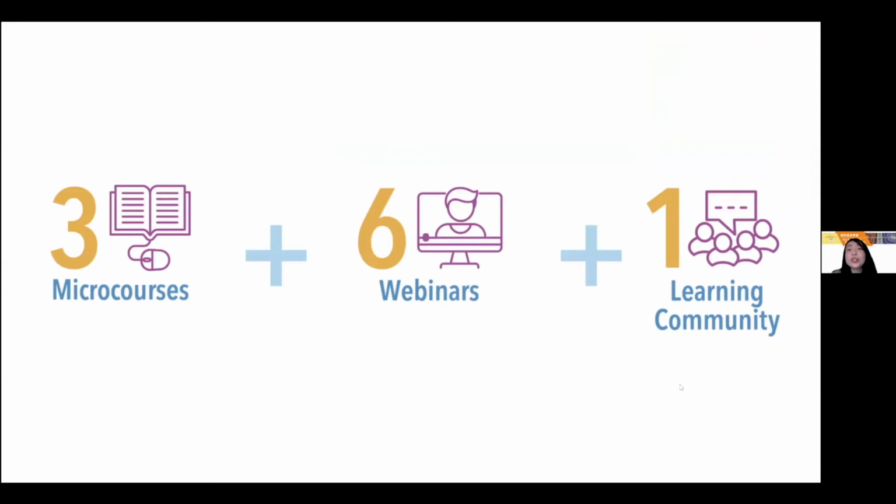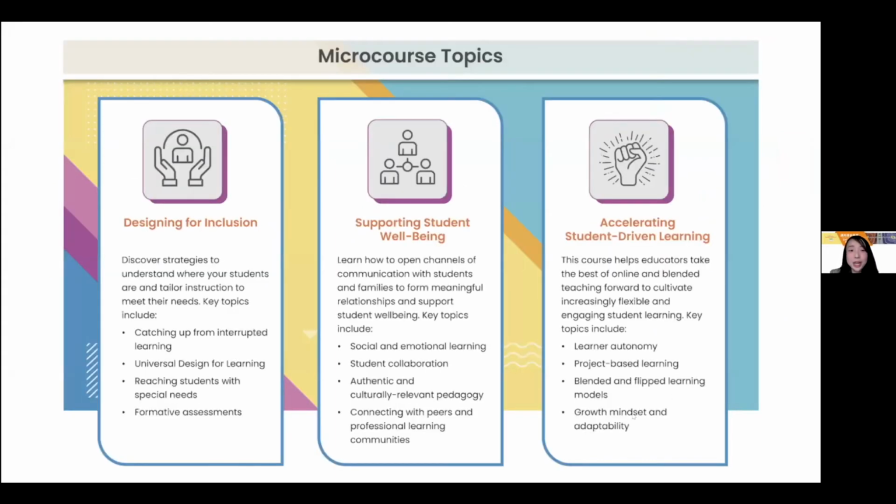For example, if you're interested in blended learning, you might be paired with an educator in Australia, like a 5th grade English teacher there. And there are 3 self-paced courses. For this course, accelerating student-driven learning, blended learning will be emphasized. There will be learner autonomy and project-based learning, blended and flipped learning modules, and also growth mindset and adaptability.